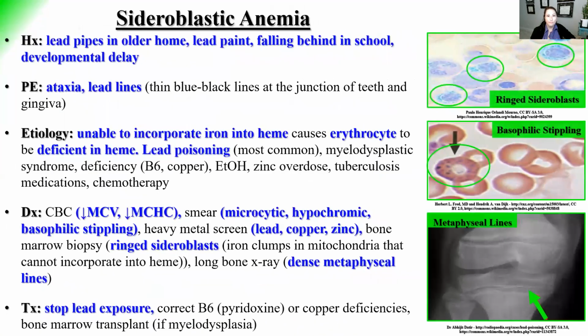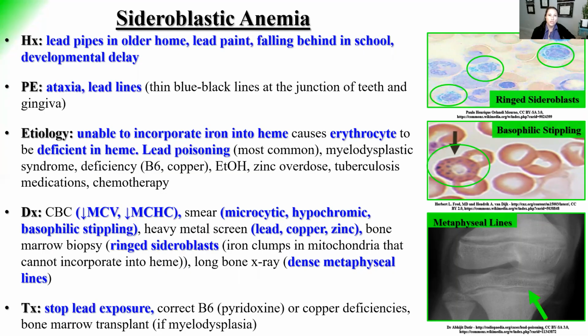Our last one in our microcytic hypochromic anemias is going to be sideroblastic anemia. What happens is the body is unable to incorporate the iron into the heme, so it causes the erythrocyte to be deficient in heme. The most common cause of this by far is lead poisoning. So think about if the patient presents, they moved into a historical home, they have lead pipes in their older home, they may have lead paint, the baby's eating the paint chips, falling behind in school and developmental delay.